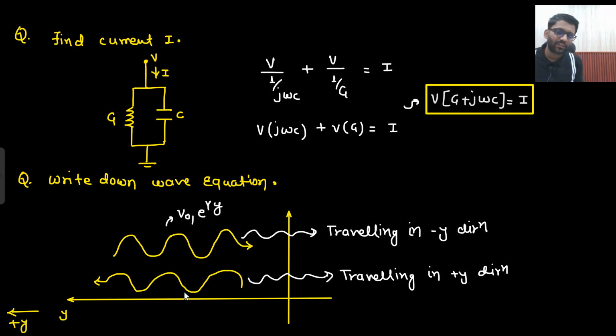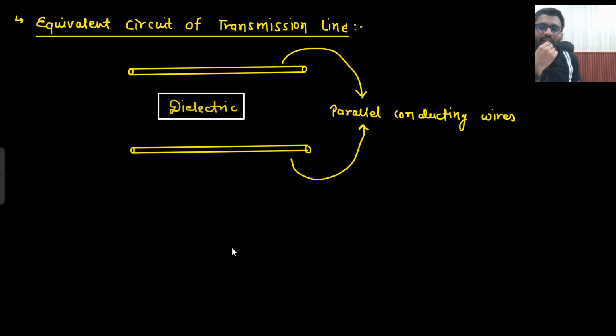So what will be the equation for this? That would be V02 e to the power minus gamma y. So this is traveling in negative y, this is traveling in positive y. Is that clear to you? So these concepts will be used when we study our transmission line. Okay. So let's see the equivalent circuit of transmission line.